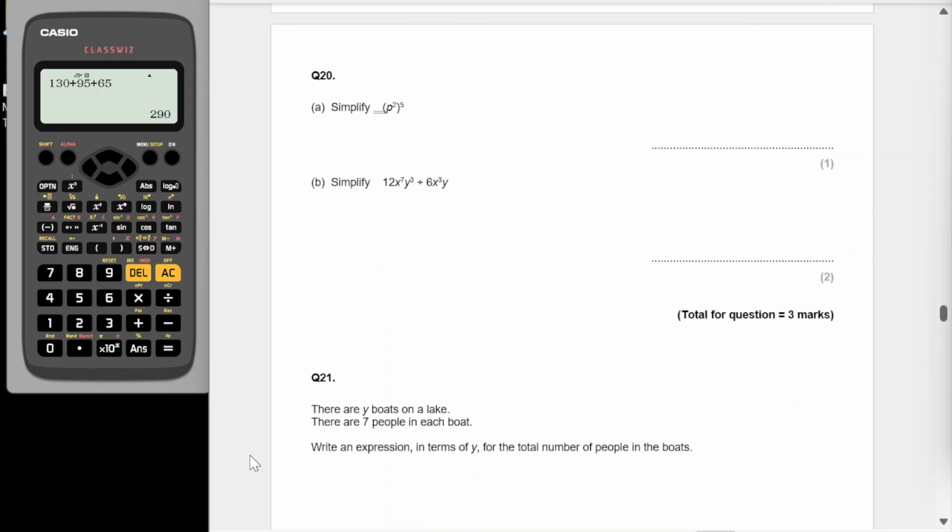Okay, question 20, simplify. So our rule here is when we've got brackets around the indices, we multiply the powers. So that's going to become p to the 10.